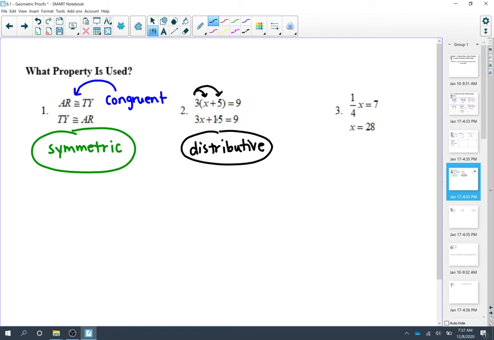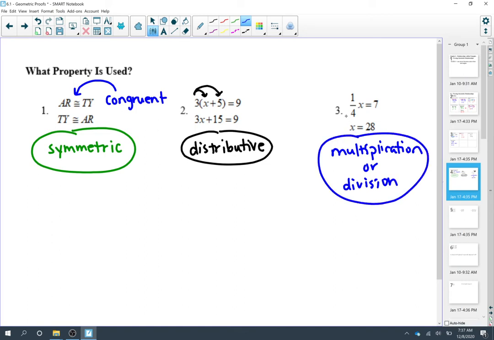Number 3, 1/4 x equals 7, so x equals 28. I'm going to choose that this is the multiplication property of equality. Or if you had said division, I would also take that. So if I were to solve this, I would multiply both sides by 4. But another option, if you really wanted to, would be to divide by 1/4. So either one works.